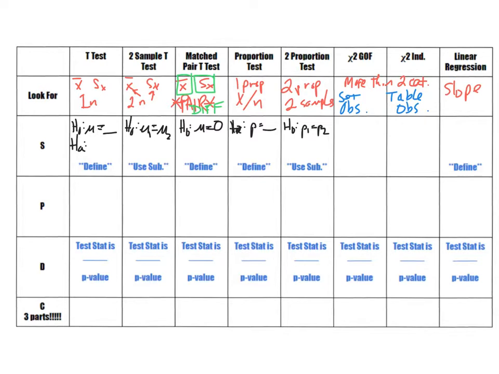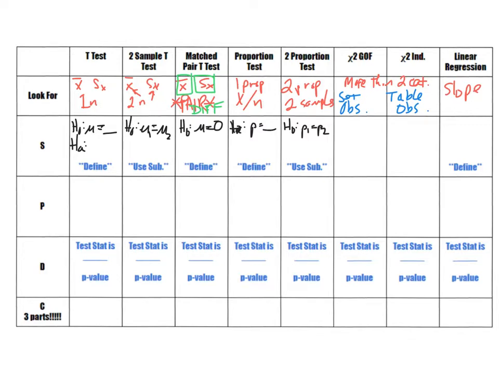It should be the same values in both, same numbers. And if you only had one sample, define that parameter. What does P stand for? It's a population proportion. And if you have two, you can use subscripts. The proportion of men equals the proportion of women, or something like that. You can use the subscript.